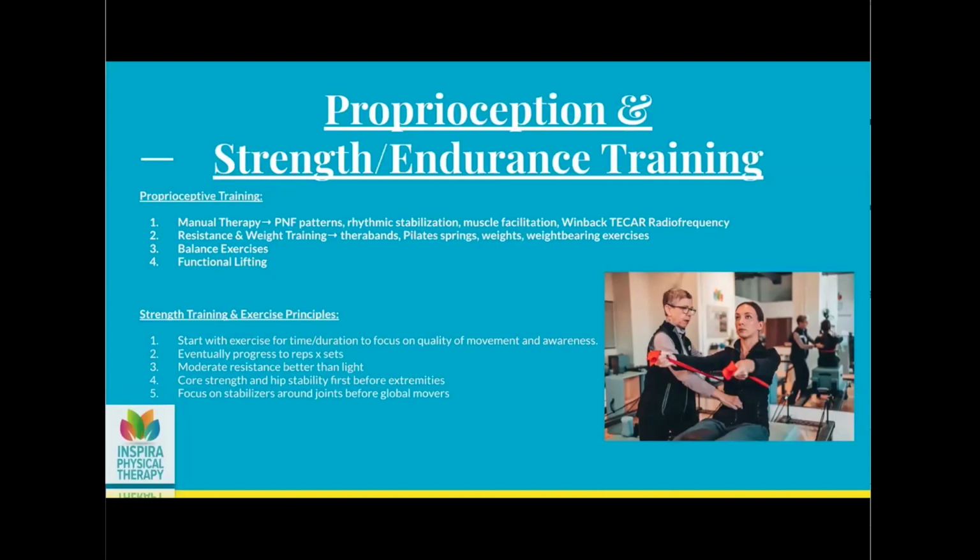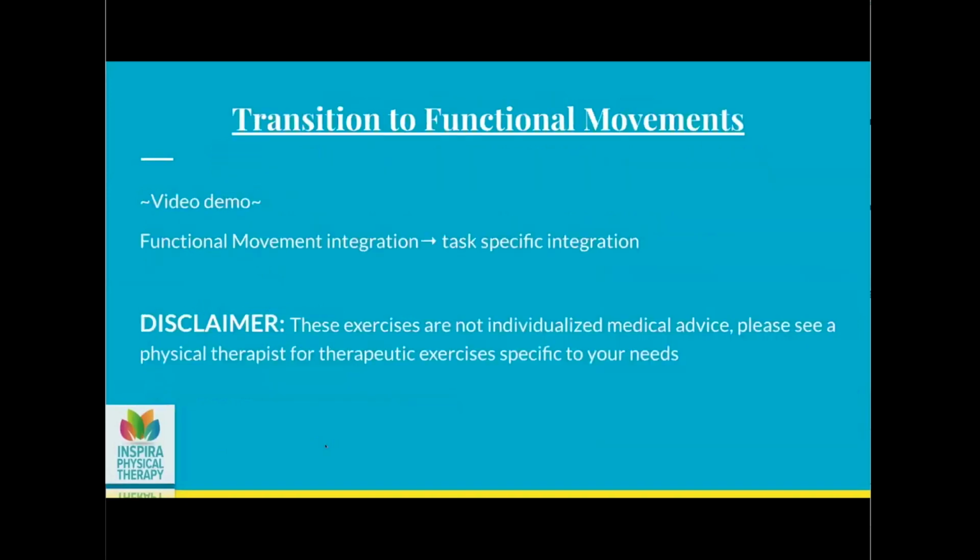Eventually, once they have progressed to a certain point of time, then we would move to reps and sets. I always recommend using moderate resistance versus light and focusing first on core strength and hip stability before extremities. It's good to focus on the stabilizers around the joints before the global mover muscles. Transition to functional movement. So again, these are exercises that are not individualized. So if you're looking for something specific, please see a physical therapist.